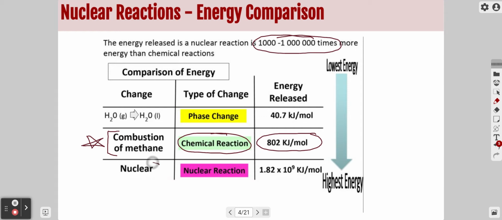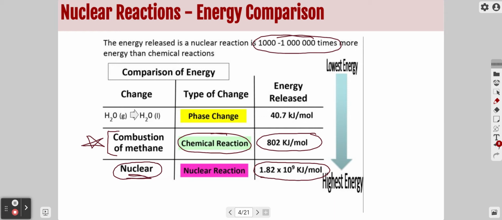Whereas if you look at a nuclear reaction, look at the value you're talking about. You're talking about 1.8 times 10 to the 9 kilojoules. So we're talking about huge magnitudes higher of energy than we ever are talking about with chemical reactions. And that's why we want to harness this energy for creation of electricity and other energy sources, because there's so much coming out during a change.